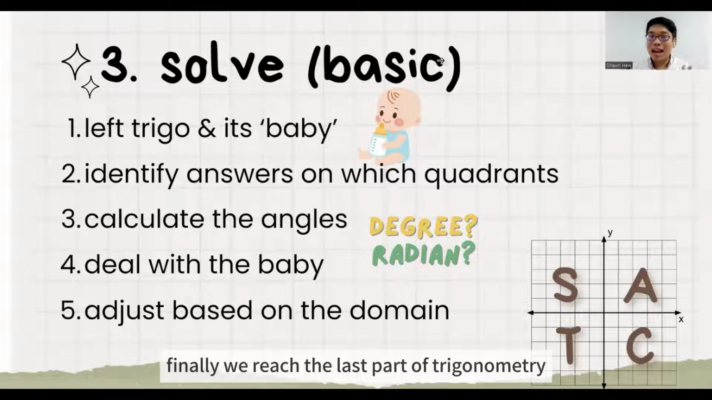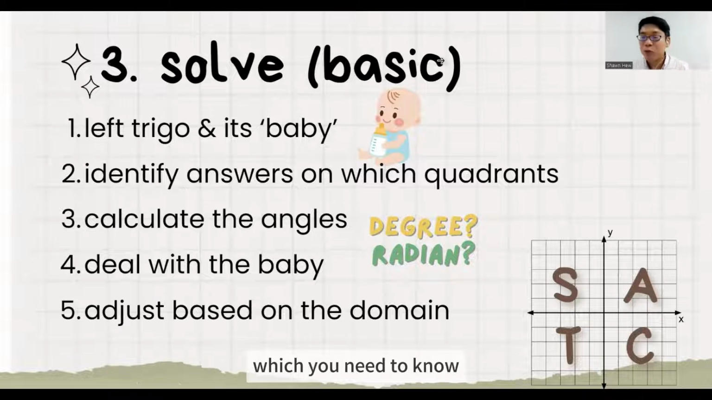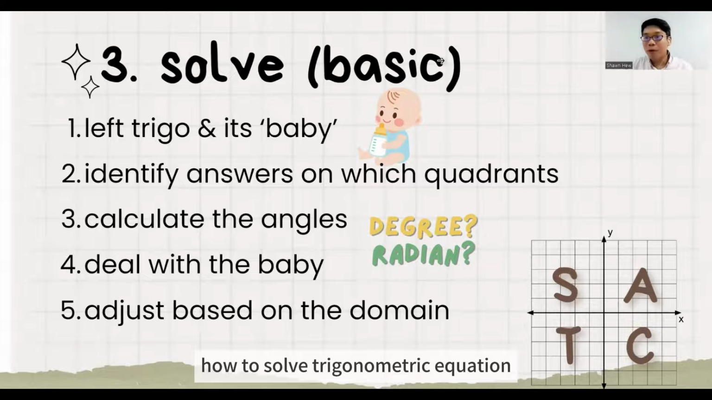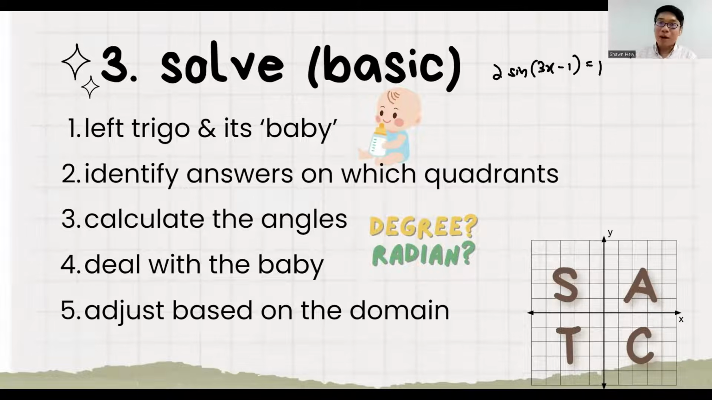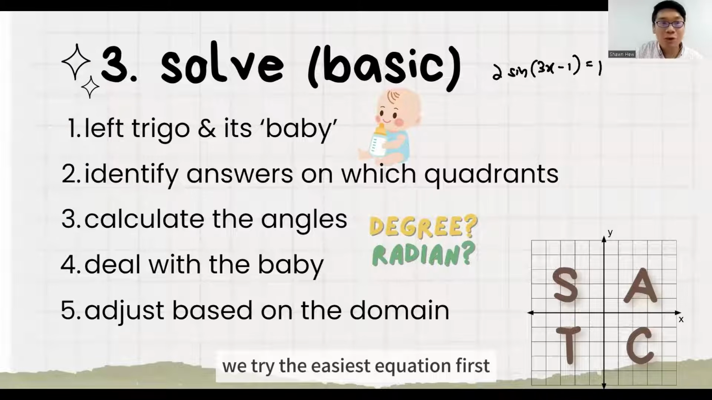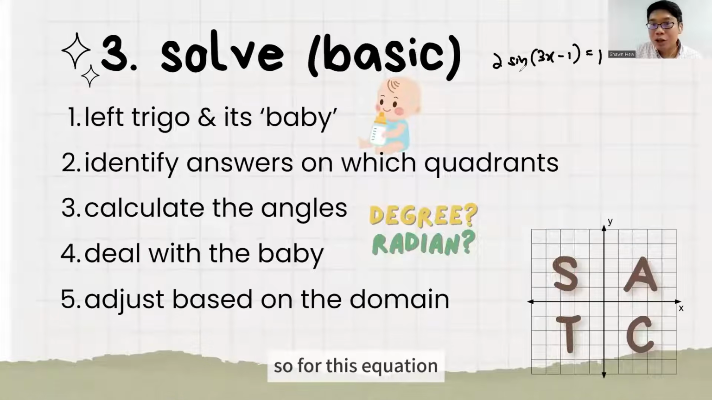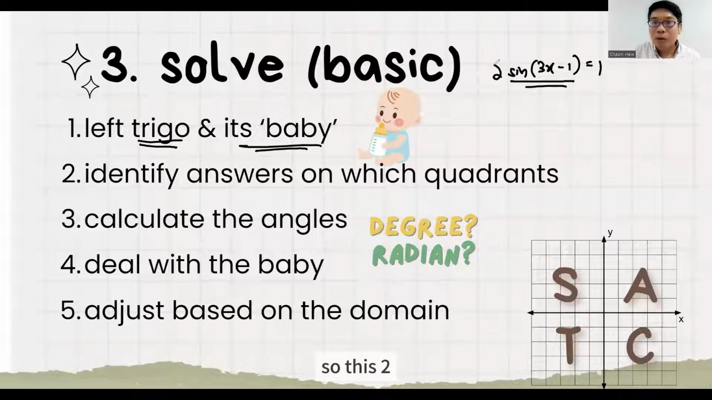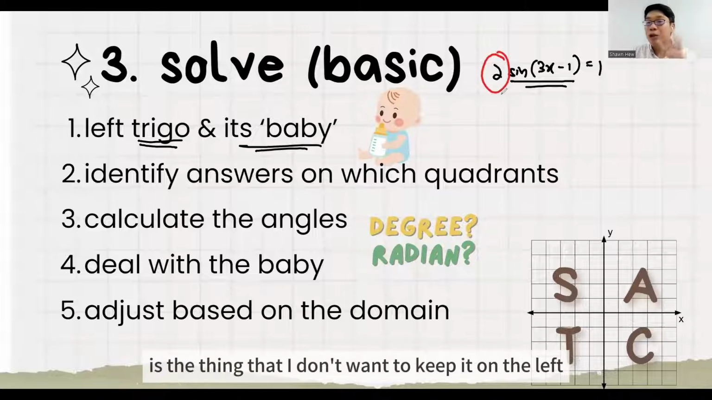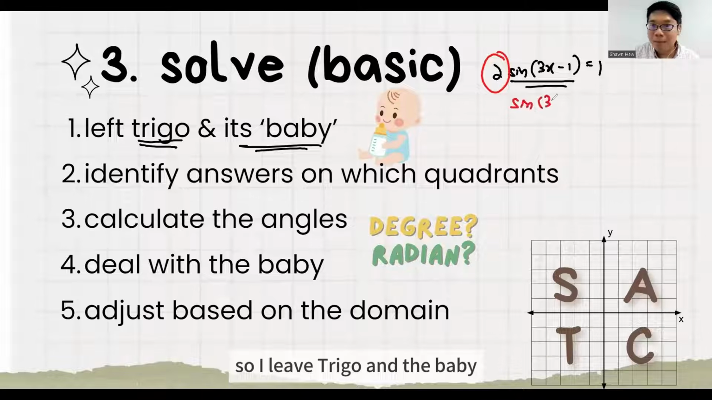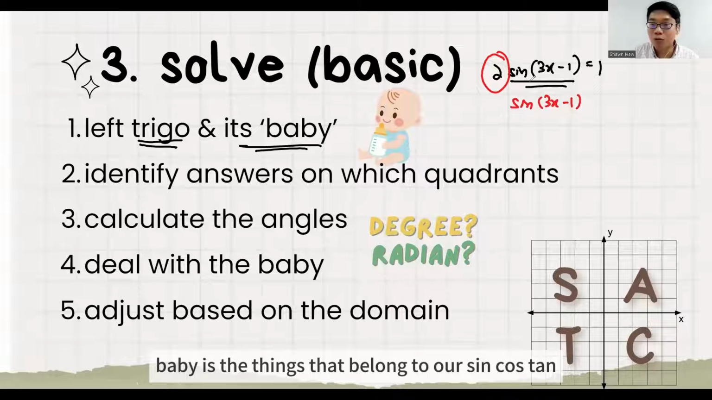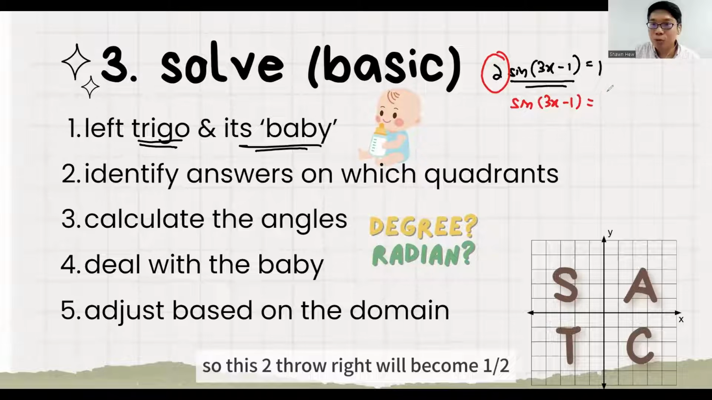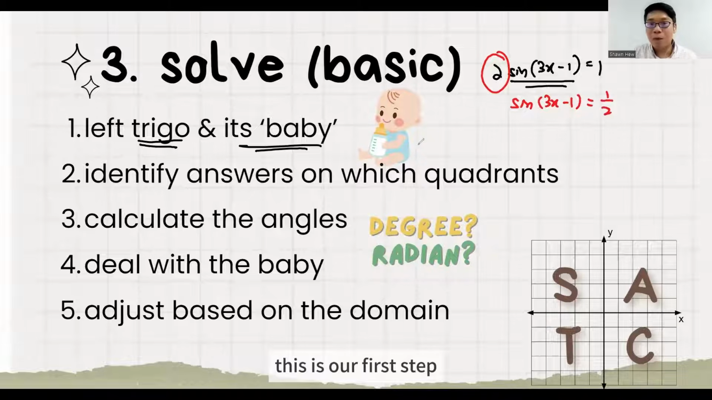Finally, we reach the last part of trigonometry, which you need to know how to solve trigonometric equation. We try the easiest equation first. So for this equation, what is the first step we need to do? We need to leave the trigo and its baby only. So these two is the thing that I don't want to keep on the left. So I leave trigo and the baby. Baby is the things that belong to our sine cos tangent. So these two throw there will become 1/2. So this is our first step.